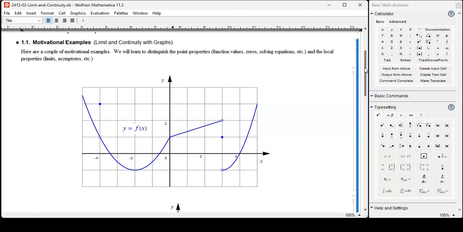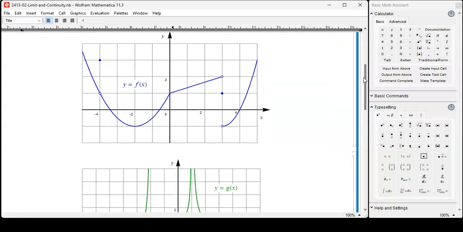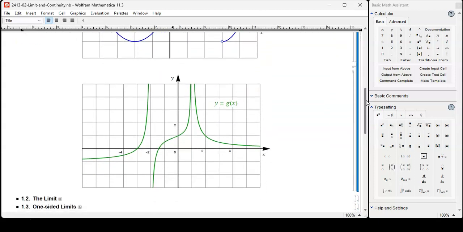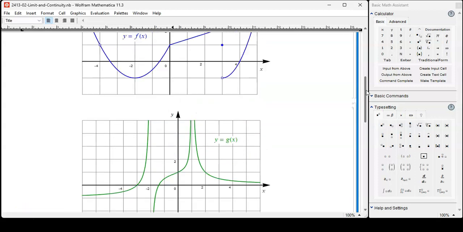Here's an interesting graph, and please note that there are some interesting points. Here, x equal to -4, and right there, x equal to 3. And then we have some asymptotes here, horizontal and vertical asymptotes. Those kinds of things are related to limits.